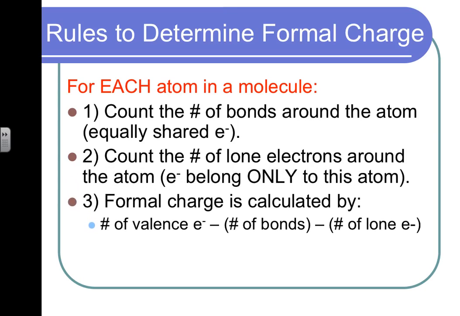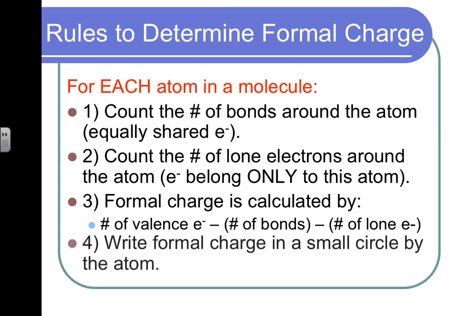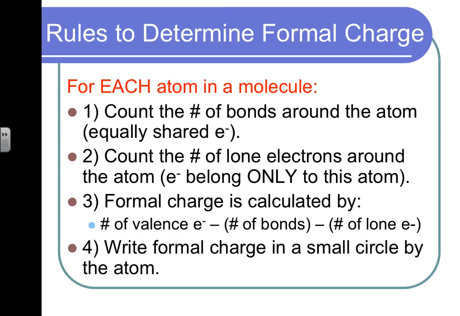You're then going to use these two values that you've just calculated by doing the following. You'll take the number of valence electrons, subtract the number of bonds, and then subtract the number of lone pair electrons. The value that you get out of step 3 is the formal charge, and you write it in a small circle right by the atom. So if you want to record these quickly or jot these steps down, it might be helpful to have them in front of you as we go on to the next example.